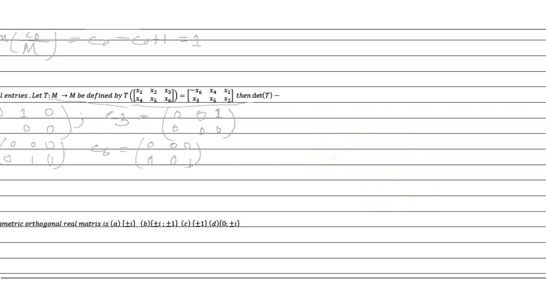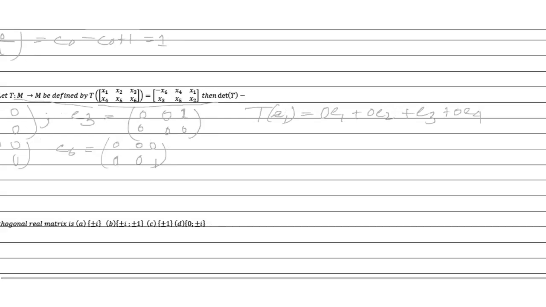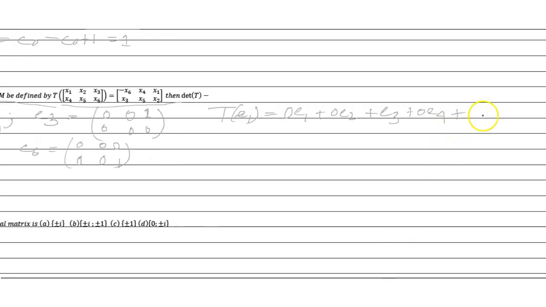TE1 equals to 0 E1 plus 0 E2. It can be written this way: TE1 equals 0 E2 plus 0 E3 plus 0 E4 plus 0 E5 plus 0 E6.